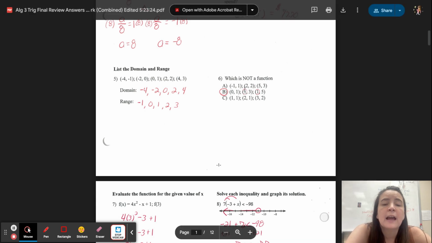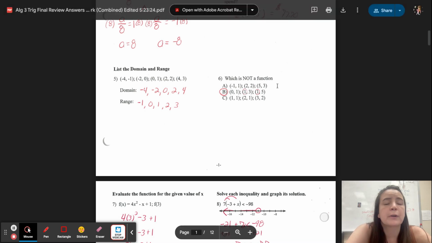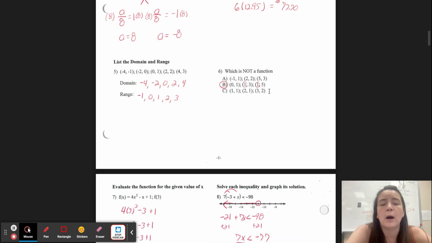For number 6, they want to know if it is or is not a function. The first thing we need to do is ask, does X repeat? In A, no repeaters. In C, no repeaters. But in B, we do have a repeater. We have 1, 3, we have 1, 5. In class, we discussed that doesn't make sense. If we plug 1 into a problem for X, we should get the same exact answer for Y, not 2 different answers for the same input. That's because everything we've done is a function. This would not be a function if we get 2 different values for Y.